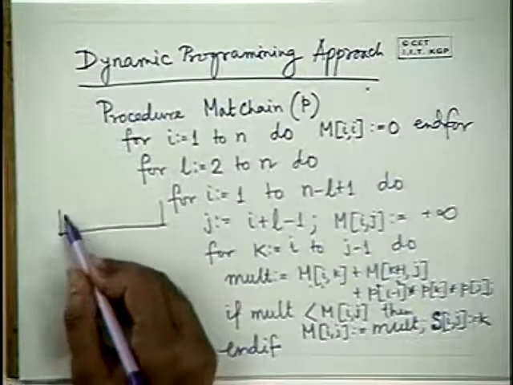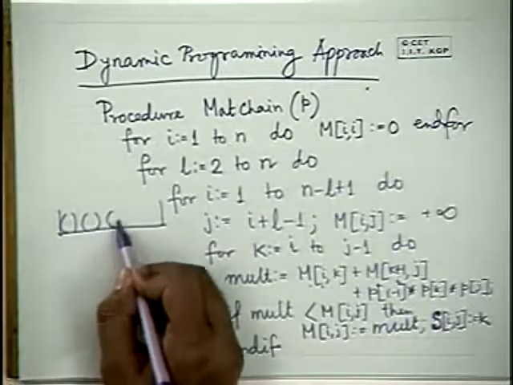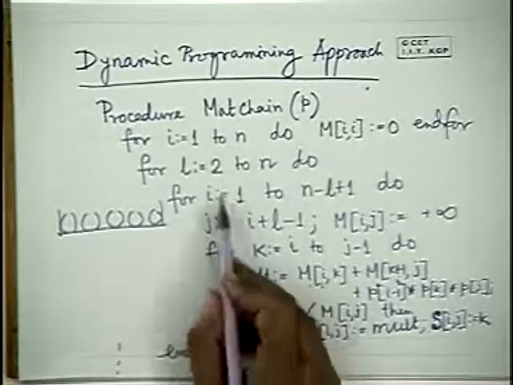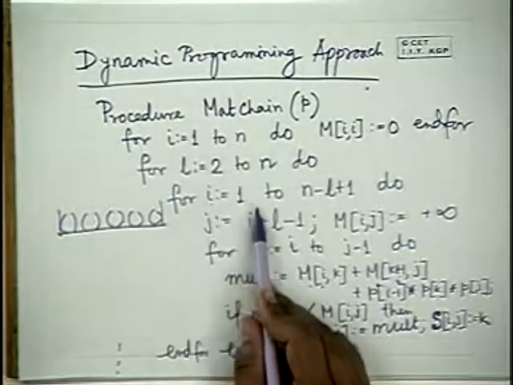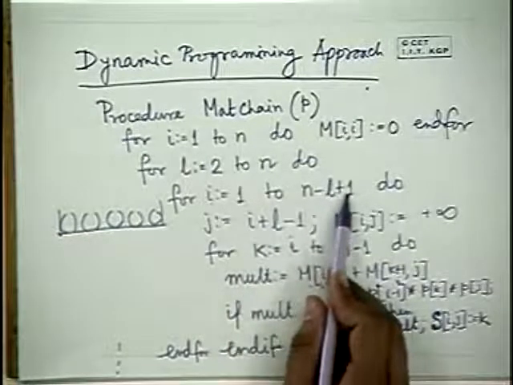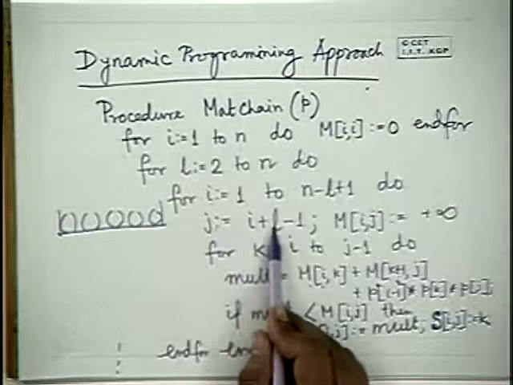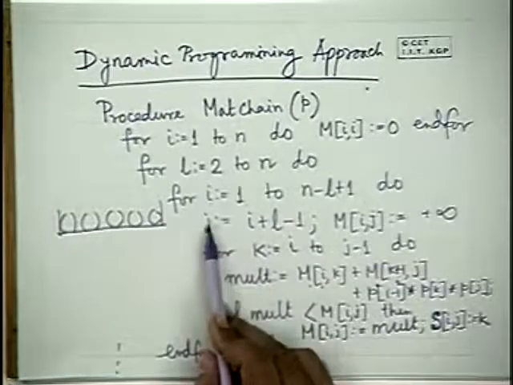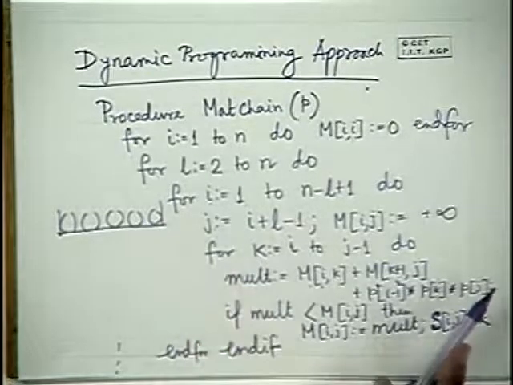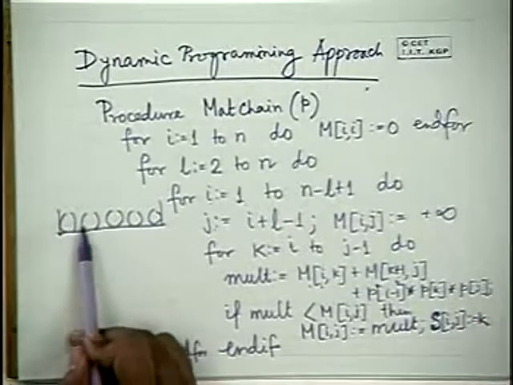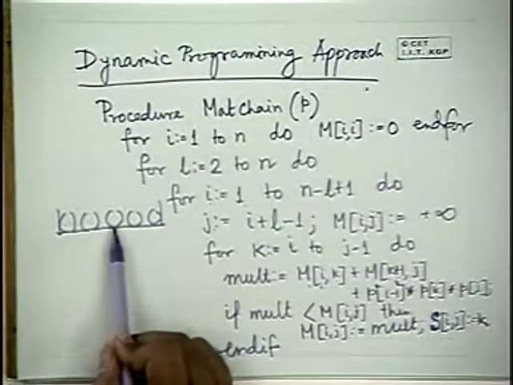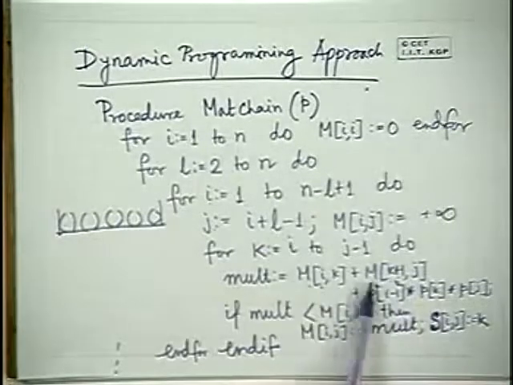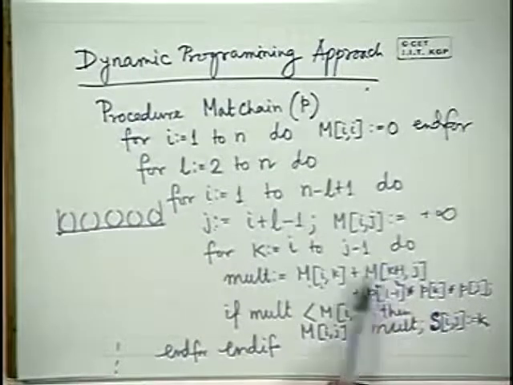So when L is equal to 2, what you are trying to do, you are just multiplying in pairs, each pair. That's what you are doing. When L is equal to 2, you can see i goes from 1 to n minus L plus 1, and j is basically i plus 1. So when L is equal to 2, the difference between i and j is exactly 1. So every adjacent pair of matrices is getting multiplied when L is equal to 2, and that you are keeping in the two-dimensional array M in the proper location. So that is this 2.